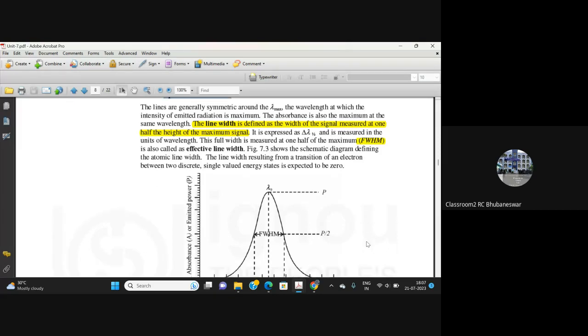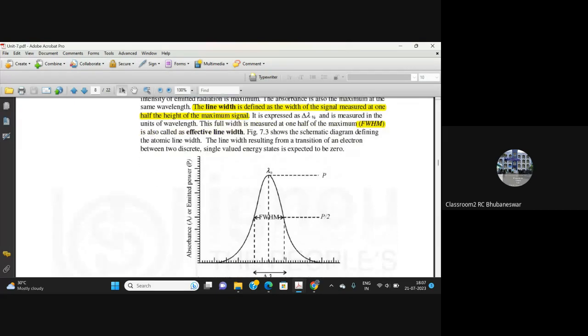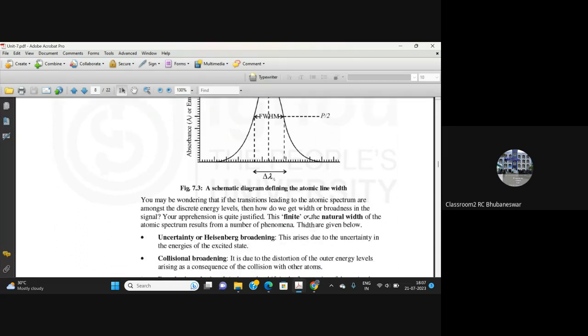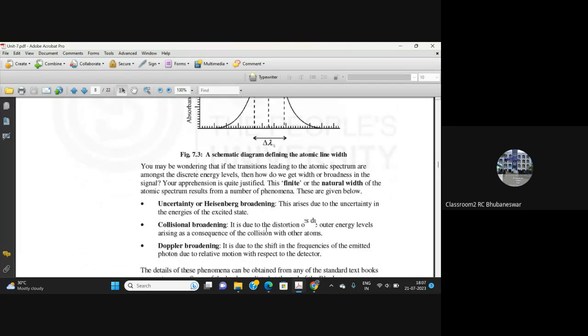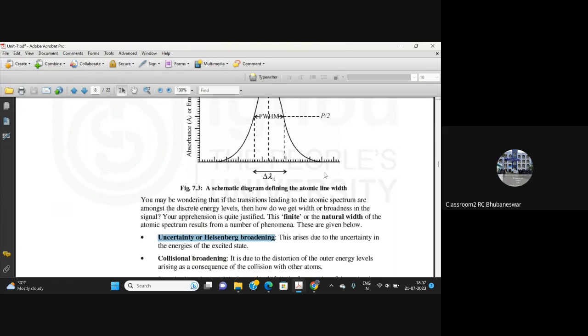This gives the spectral line width of a particular spectrum. Basically, you don't get such broad bands in atomic spectrometry. You get mostly narrow peaks. But as I was telling you, sometimes there is collisional broadening, sometimes Doppler broadening, and due to uncertainty broadening also you can get a slightly broader band, but not the way you get for molecular spectroscopy.